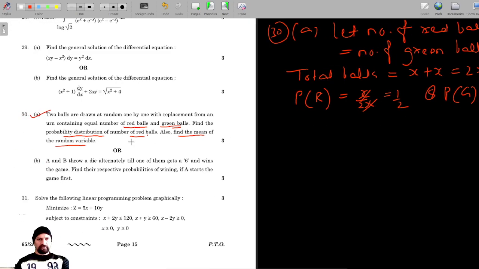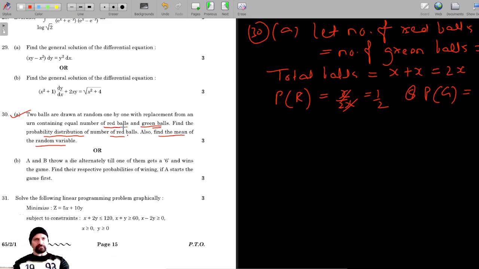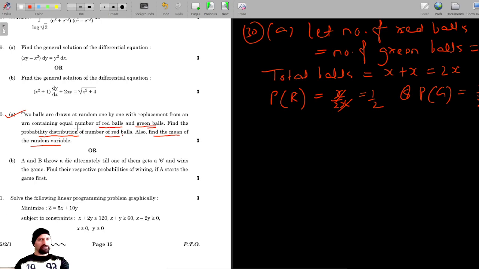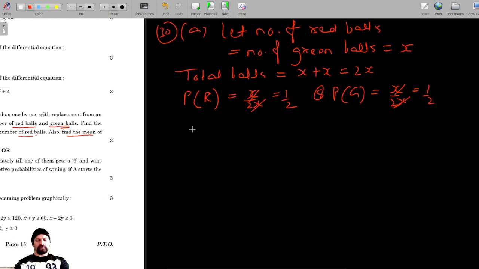Now, we have to draw two balls at random one by one with replacement. So the total number of balls in the urn remains the same, and we have to find the probability distribution of the number of red balls. If we draw two balls, either none of them is red, so the number of red balls is zero, or one of them is red, or both of them are red.